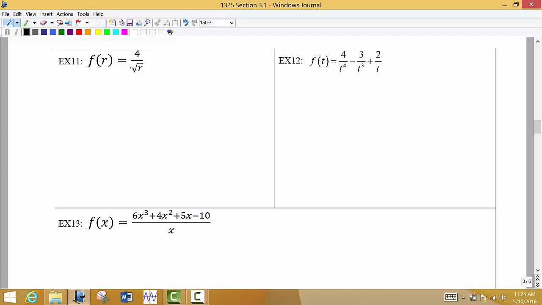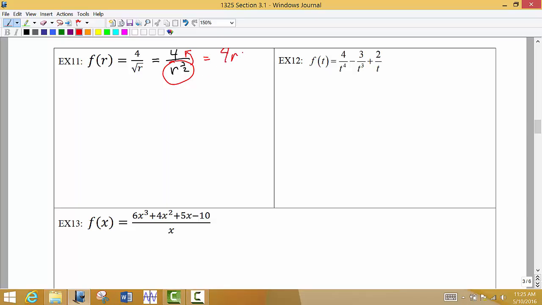Okay, so we have f of r equals 4 divided by square root of r. So one of the big things is that we said that if you have a radical, we want to rewrite the radical first. So I'm going to write this as 4 divided by r to the 1/2 power. Also, in order to use the power rule, we need the variable to be in the top of the fraction, not in the bottom of a fraction. So I need to move this factor up to the top.